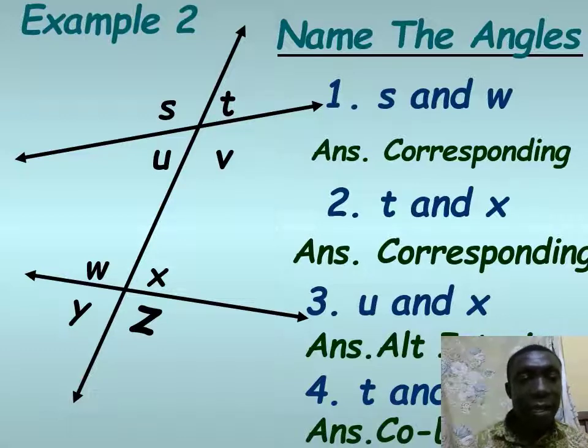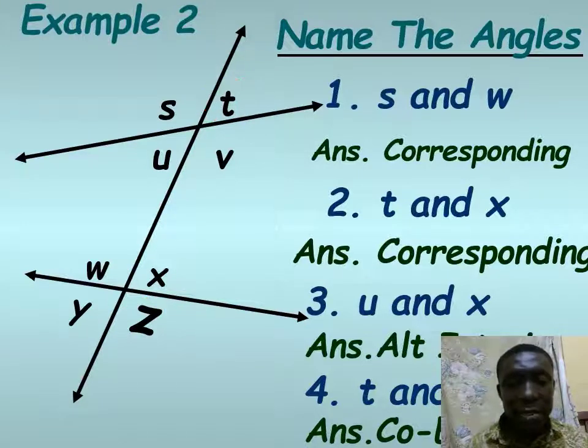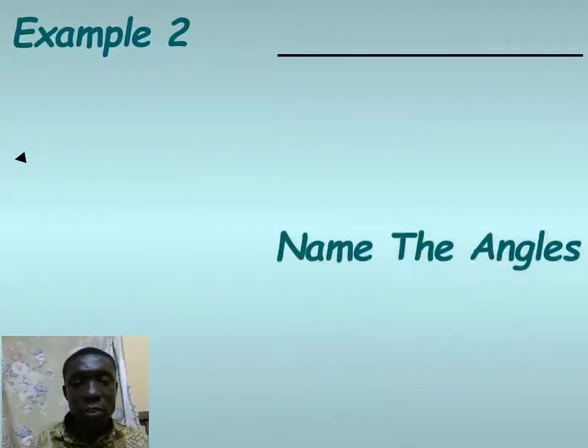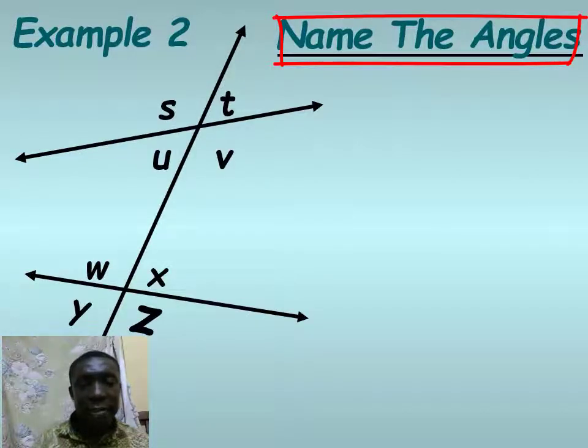The angles are angle T and angle Z. Angle T and angle Z, what property? Look at it carefully, critically. Make sure you can get it correct before I give the answer. The answer is co-exterior angles. Well done. I'm sure you got all of them. Example 2 continues. Name the angles. Let's use our diagram to continue to name the angles we started.